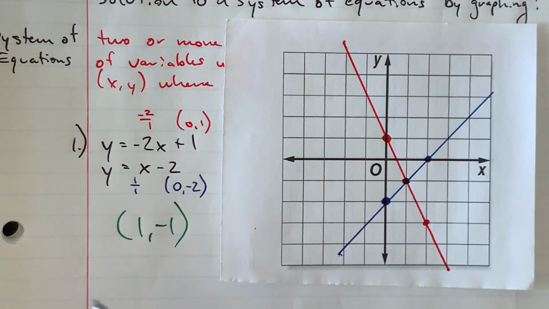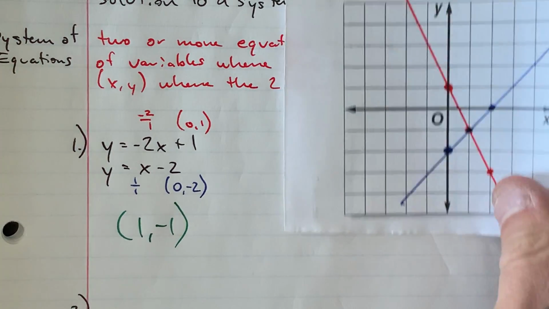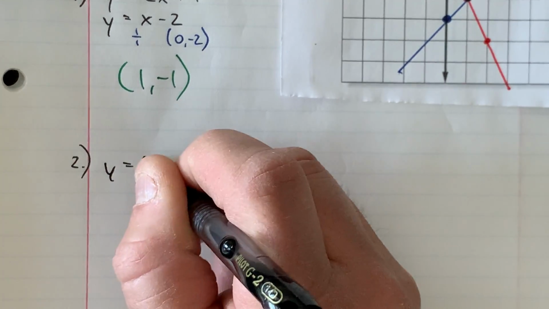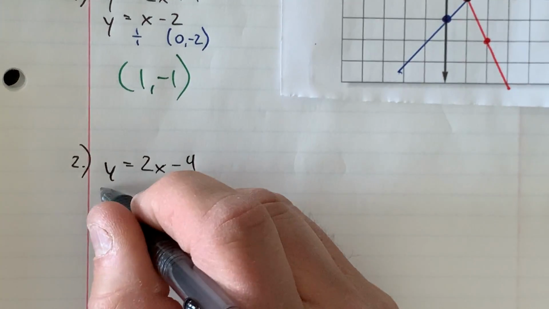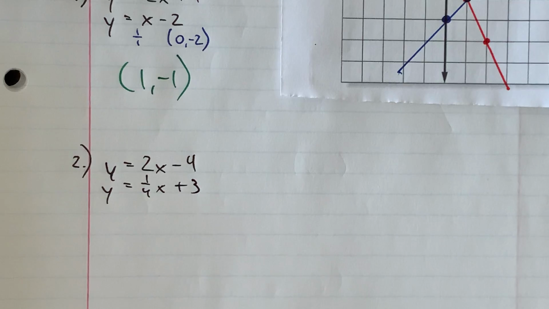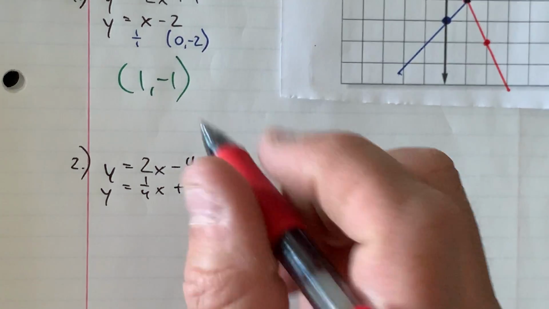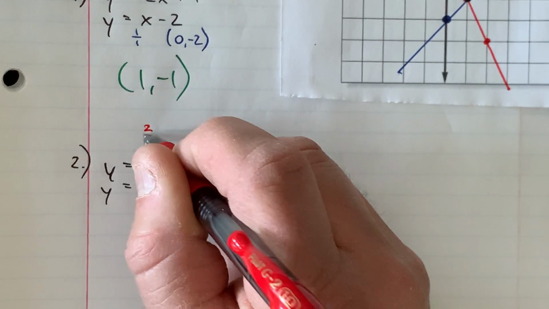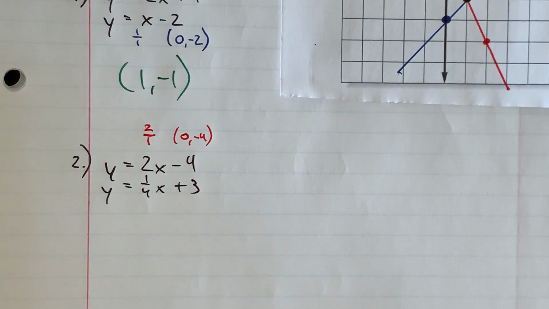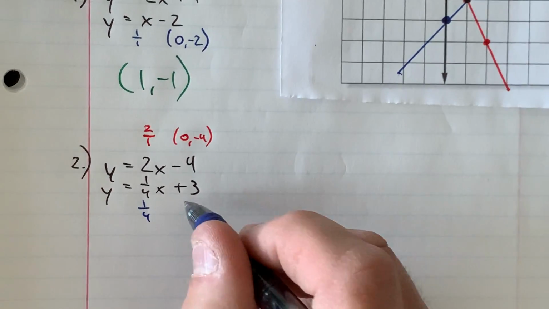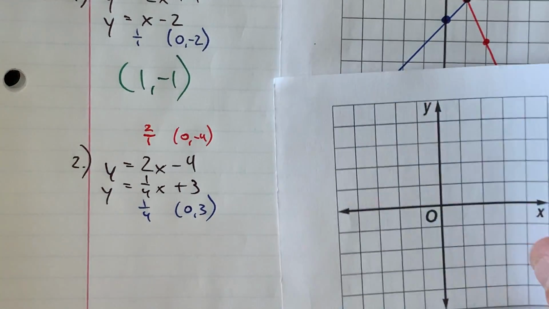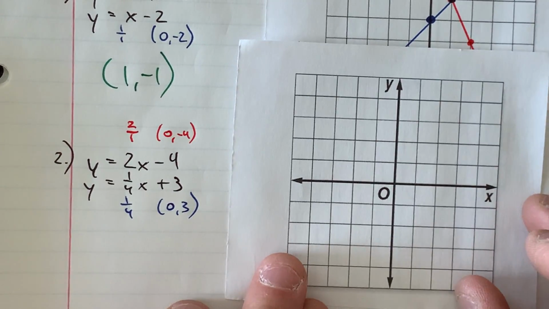Let's try another one. y equals 2x minus 4, and then y equals 1/4 x plus 3. The top equation has a slope of 2 over 1 again, and a y-intercept of (0, negative 4). The bottom equation has a slope of 1 over 4 and a y-intercept of (0, 3). So let's graph them on the same graph page, and let's see where they intersect.